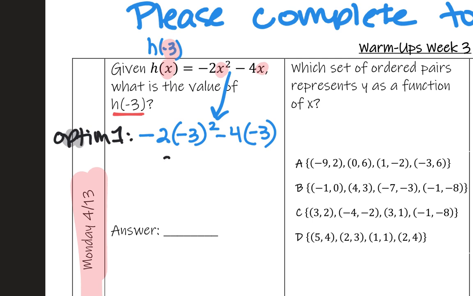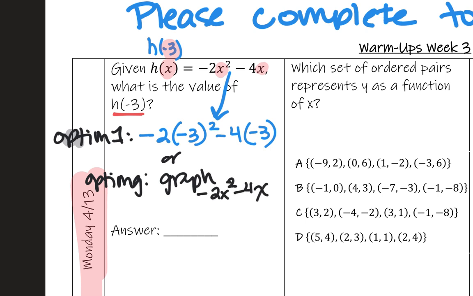The other option you can do, option 2, is you can graph negative 2x squared minus 4x, and then look at your table. How do we look at the table? Control T, and then just see what is paired up with negative 3. So you're looking at what's paired up with negative 3 in the table, because all it's really looking for is the output. It's looking for the y. That's all it's looking for. So pick one to do real quick. I'll give you a minute.